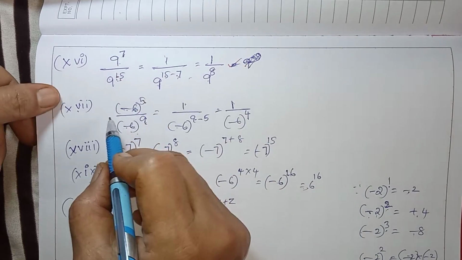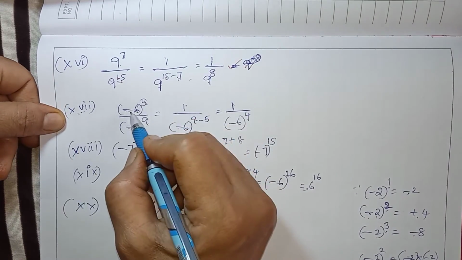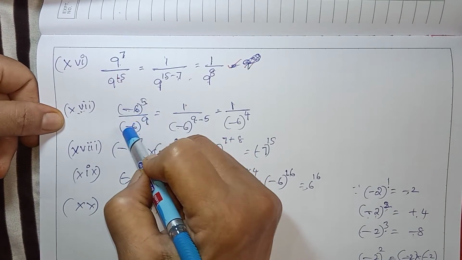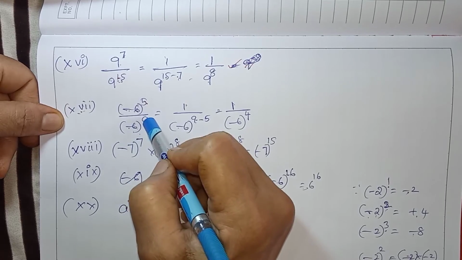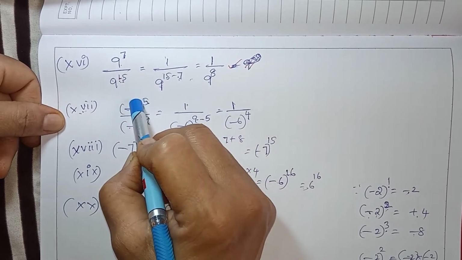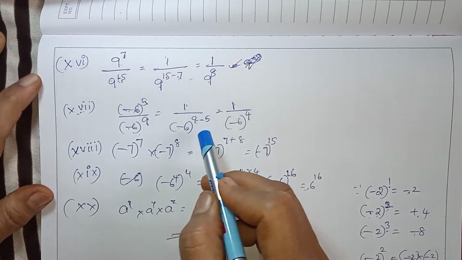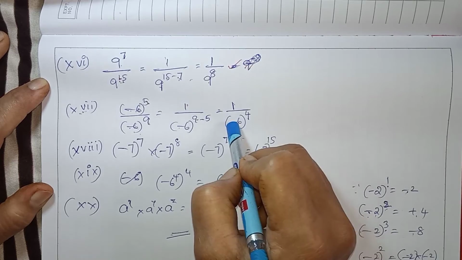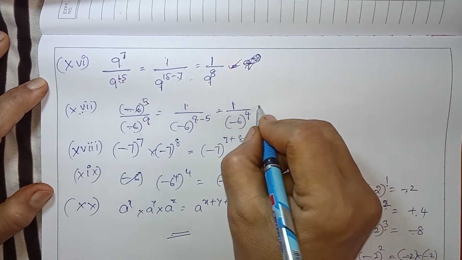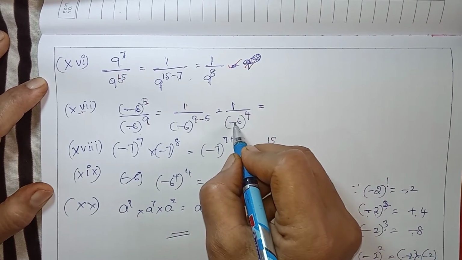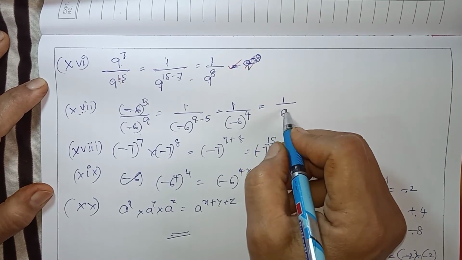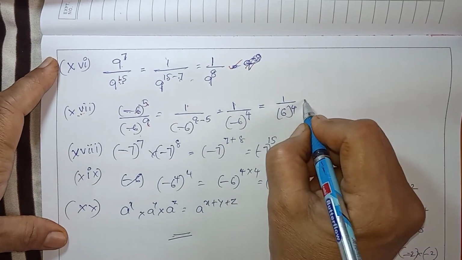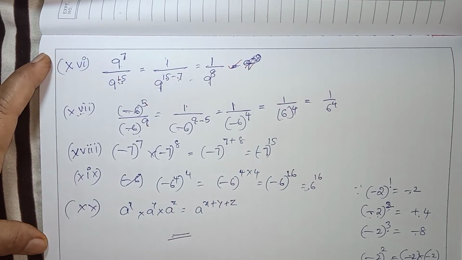Same question, next one also, the 17th one. Minus 6 to the power 5 in the numerator, minus 6 to the power 9 in the denominator. So the largest power is in the denominator. So bring the numerator power into the denominator and subtract. So minus 6 to the power 9 minus 5, that is 9 minus 5, the power is 4. What I said, an even power of a negative number, what does it give? Even only, positive. Or you can write 1 by 6 to the power of 4 directly.